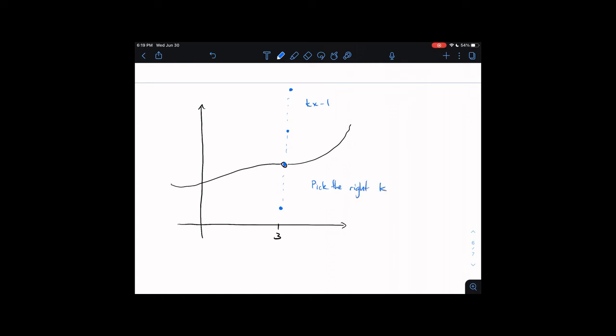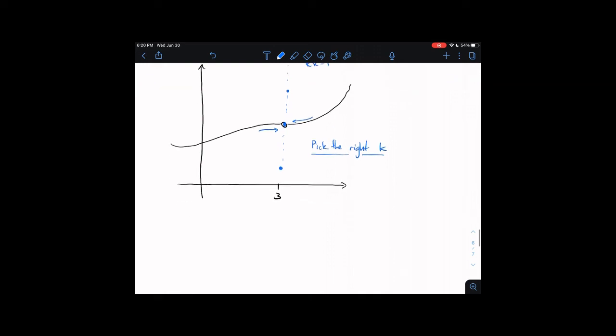Well, how are we going to pick the right k? This is kind of what I alluded to earlier. We don't know what the function is at 3 because it's not defined at 3. But what limits allow us to do is to figure out what we think the function should be. So if we take a limit here and these limits match up, which they should, then we can just figure out what the limit is and then plug that point in, and then everything will kind of complete itself.